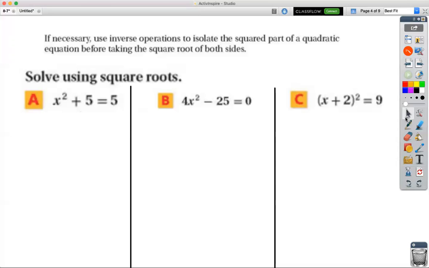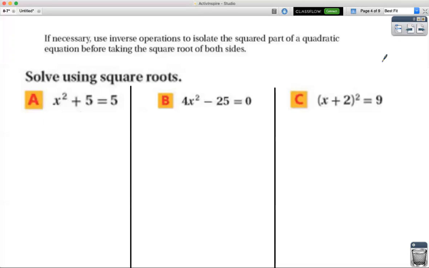Now we're going to look at a different set of examples. Sometimes it's necessary to isolate the variable. Remember, at the beginning of the video we mentioned that the only time you can use the square root method is if you only have an x squared term, and there are no other x variables available, or any variable for that matter. You'll have to do some inverse operations to isolate the x squared term before you can apply the square root property. So let's take a look at the following.